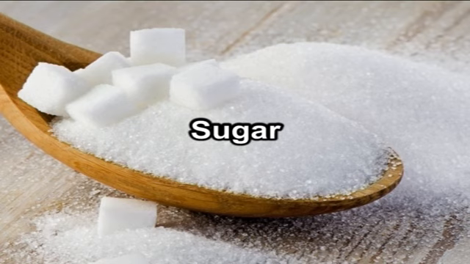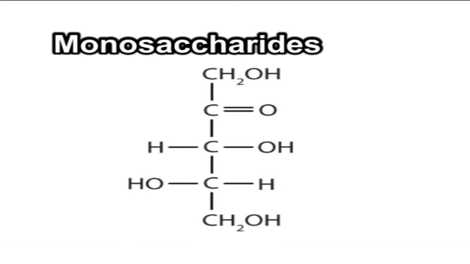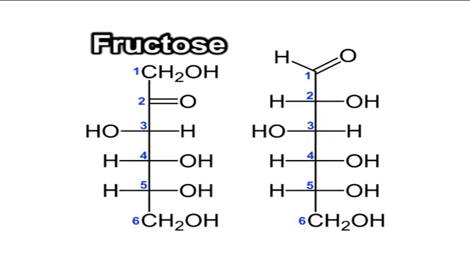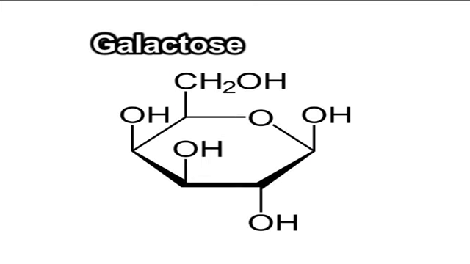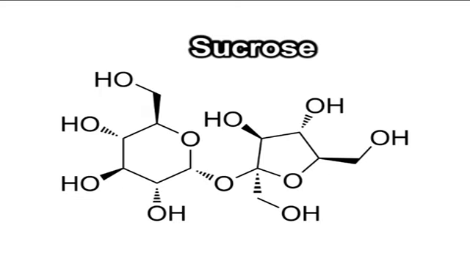Sugar is an organic compound in the form of carbohydrate. Carbohydrates are composed of molecules of carbon, hydrogen and oxygen. There are different types of sugars, that is simple sugars, monosaccharides which includes glucose, that is dextrose, fructose which is fruit sugar and galactose, and disaccharides which includes sucrose, that is table or granulated sugar. Sugar has a very long history in food preservation.